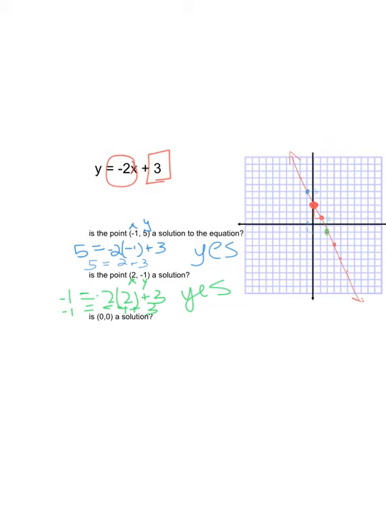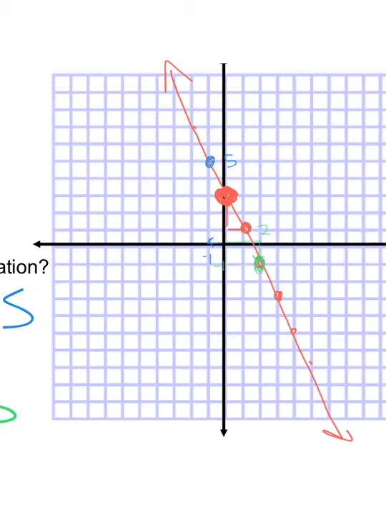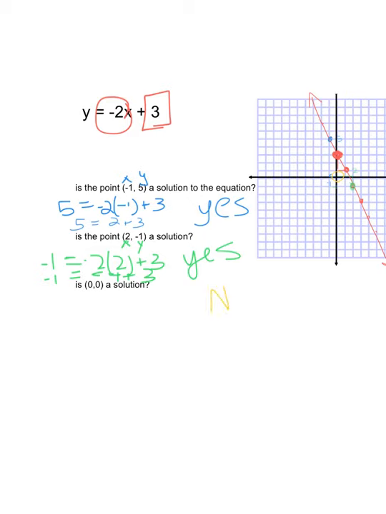it works. The last example, 0, 0, if we look at the graph, the line is not crossing through 0, 0, so that would be not a solution. And if we tested it into the equation, 0 does not equal negative 2 times 0 plus 3. That would say 0 equals 3, which it does not. Cross it out.